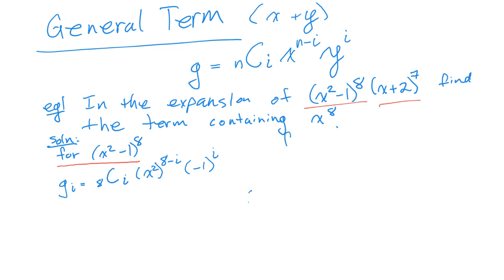So now let's do the same for the secondary expansion. So we've got x plus 2 raised to the 7, and we're going to come up with a generalized term again. Well, let's call this g little s. G little s is going to be 7 choose s, and we're going to have x to the 7 minus s times 2 to the exponent of s. So now, when I'm looking for the specific term that I asked for here, remember, we were looking for a term that has an x to the 8.